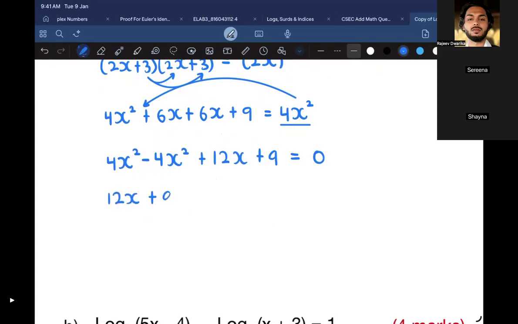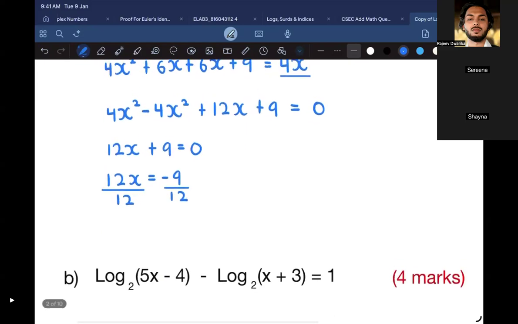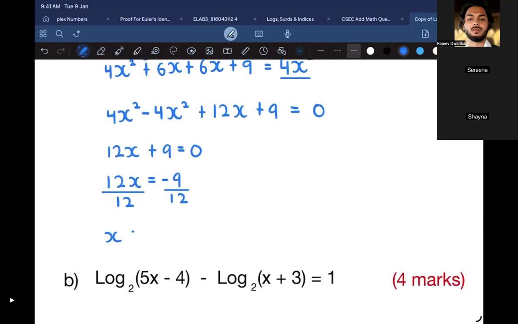Think you know what to do from here? What should we do next? Move across the 9. So you will get 12x equals negative 9. And then divide both sides by 12. Right? x will be equal to minus 9 over 12, which simplifies to what? 3 over 4. Right?